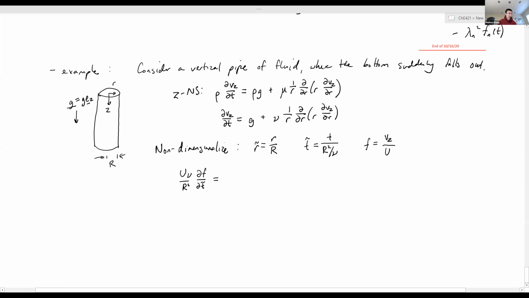Same idea on the right-hand side. g doesn't have any variables, so it just stays that way. And then this other term looks something like this.